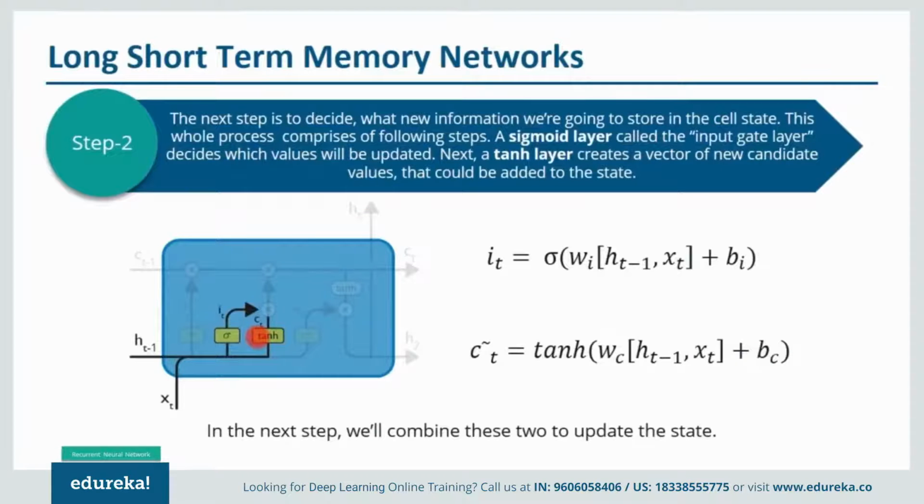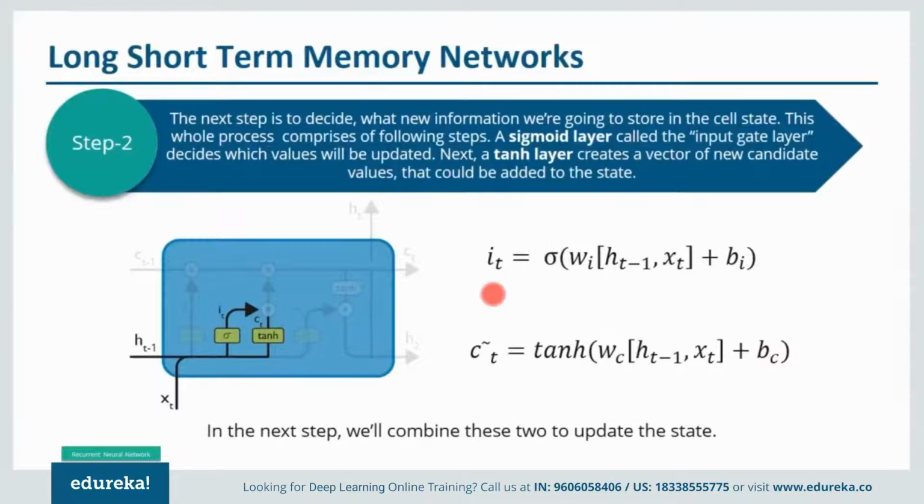Then there's also a tanh layer that creates a vector of candidate values, c bar of t, that will be added to the state later on. Alright, let me explain it in simpler terms. The input from the previous timestamp and the new input will be passed through a sigmoid function, which gives us i of t. This i of t will be multiplied by c bar of t, which is obtained by passing the previous timestamp's input and the new input through a tanh. This will later be added to our cell state, and the next step will combine these two to update the state.